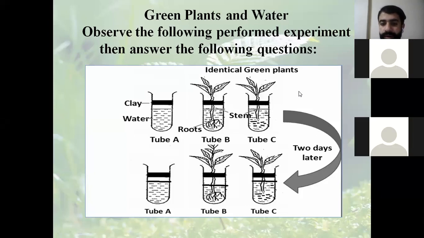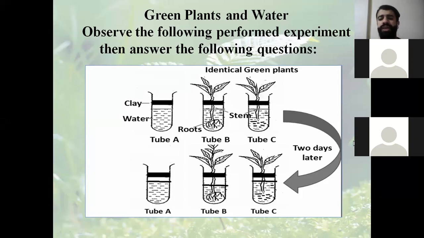Tube B has a plant with roots, while tube C has a plant with no roots. Very good. Let's continue with the variable, the difference at the end of the experiment between tubes B and C. What is the difference between tubes B and C at the end of the experiment, meaning after 2 days?